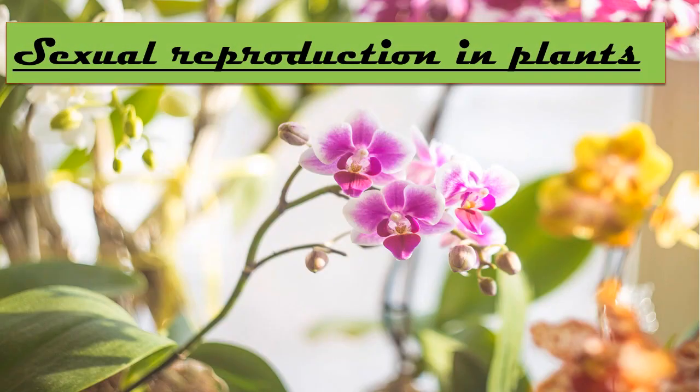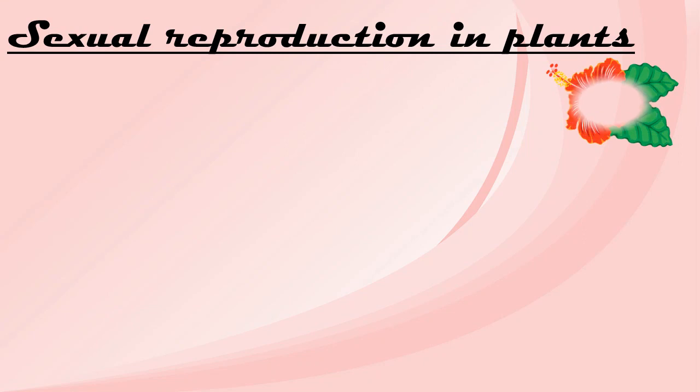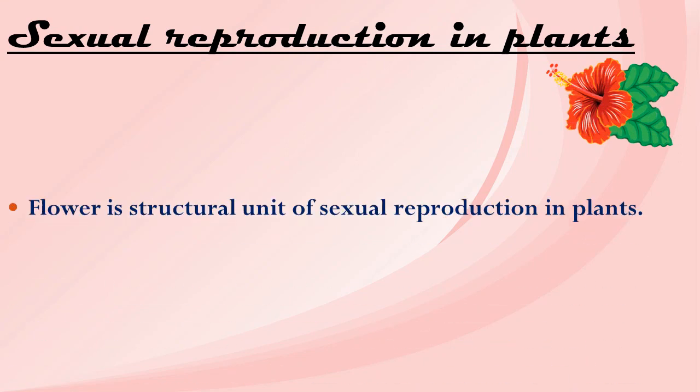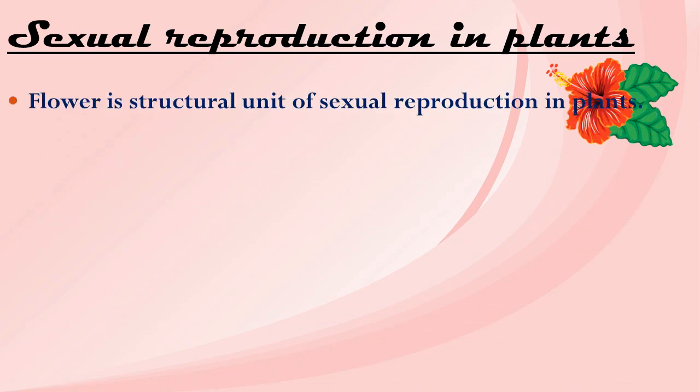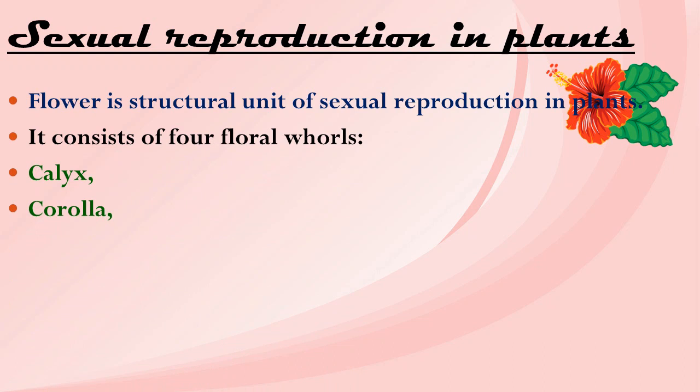Okay, now next let's understand sexual reproduction in plants. Student, the flower is the structural unit of sexual reproduction in plants, and it consists of four floral whorls, namely first is calyx, next is corolla, third is androecium, and fourth is gynoecium.